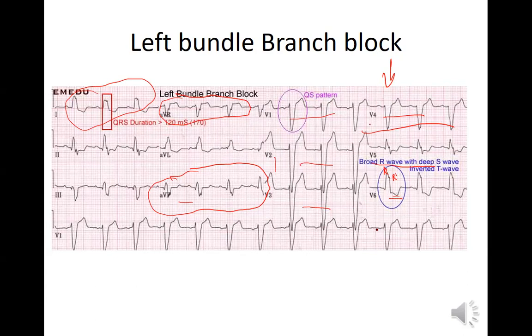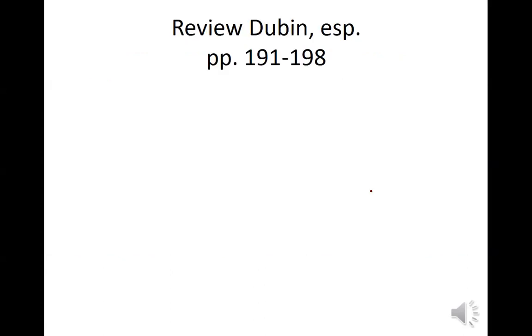Rabbit ears, RR prime, and it's in V6. So is it a left BBB or an RBBB? It's left. V6 is the left side. Left side. Okay.